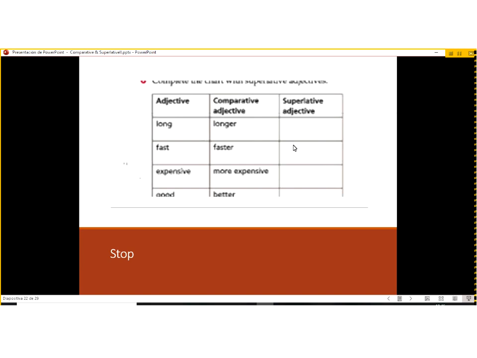Now, what I suggest you to do is to make a table like this one in your notebook or in your computer using Word, and try to make a list of adjectives, and then try to follow the rule and make a table, no? Long, longer, the longest. Fast, faster, the fastest. Expensive, more expensive, the most expensive. Good, better, the best. Yes? As an exercise, you can do this to practice.